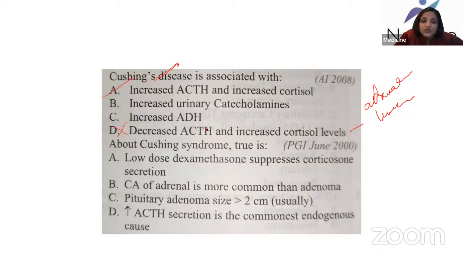Okay, then if CA of the adrenal is more common than adenoma, pituitary adenoma size is more than 2 centimeter, increased ACTH secretion is the commonest endogenous cause. So I've already told you so many times, the most common exogenous cause of Cushing syndrome is iatrogenic steroids, and the most common endogenous cause of Cushing syndrome is increased ACTH secretion. So you know the answer now.